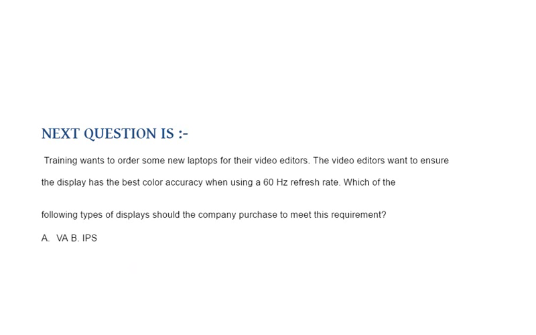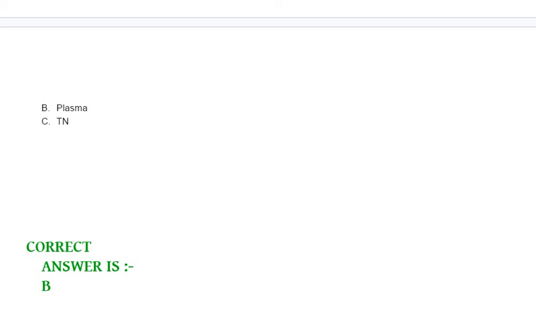Next question is training wants to order some new laptops for their video editors. The video editors want to ensure the display has the best color accuracy when using a 60 Hz refresh rate. Which of the following types of displays should the company purchase to meet these requirements? Option A VA, Option B IPS, Option C plasma, Option D TN. Correct answer is option B.